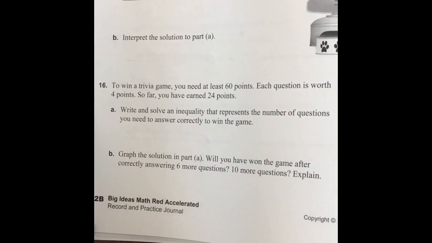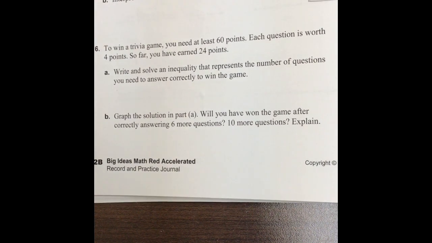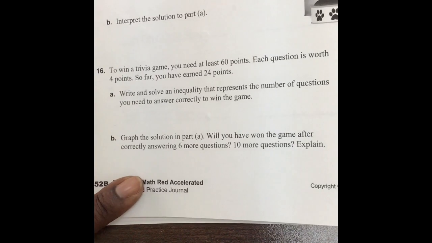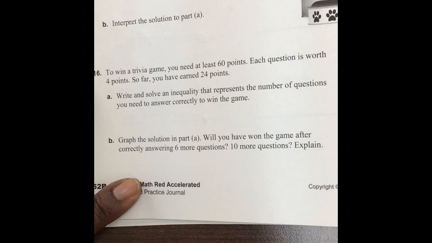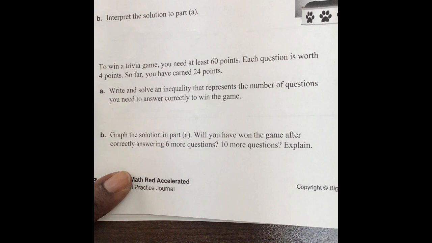On number 16, ooh, that looks big. All right, let's take a look. It reads, to win a trivia game, you need at least 60 points. Each question is worth 4 points. So far, you have earned 24 points. Write and solve an inequality that represents the number of questions you need to answer correctly to win.